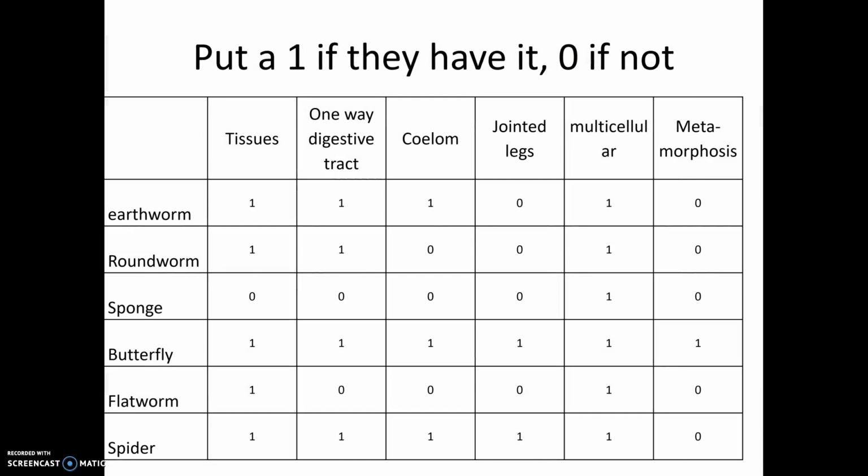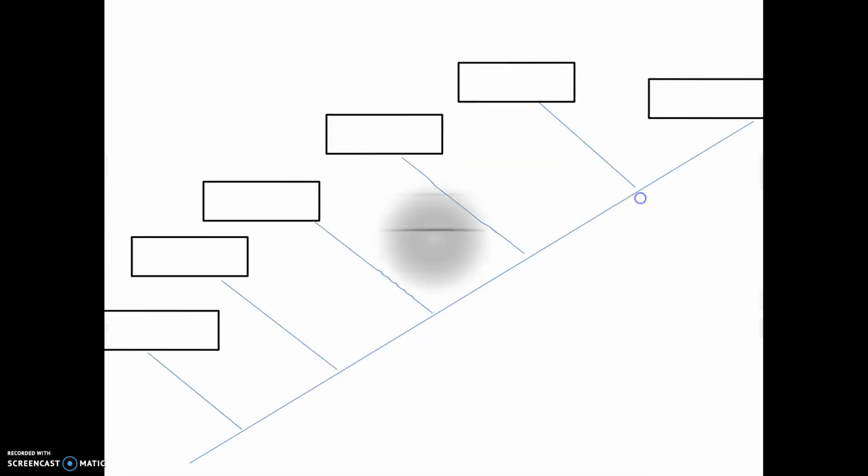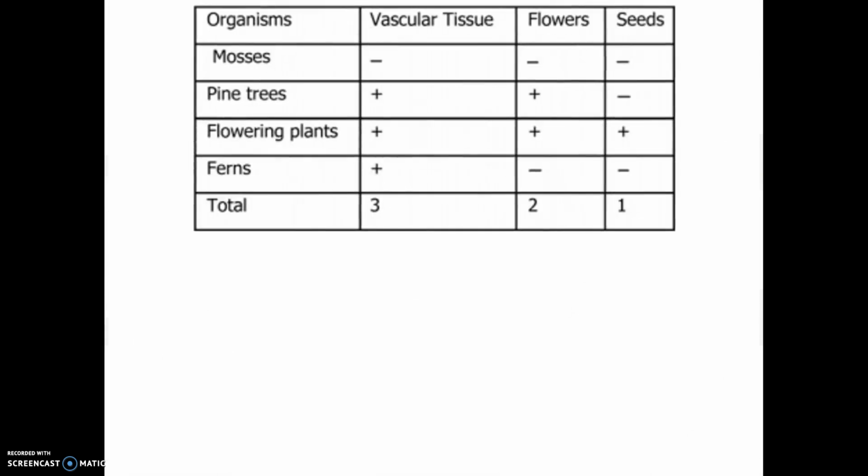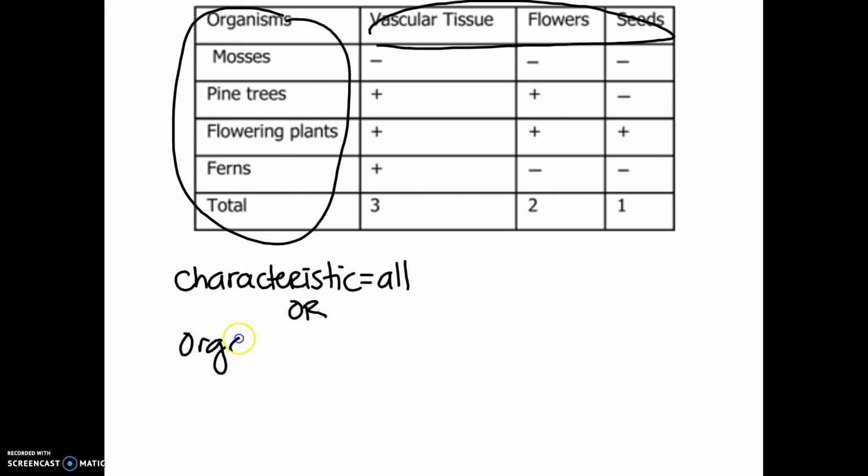So making a cladogram, I'm actually going to skip and do this one. This is a real simple one, and this is probably more like what you'd see on the AP exam anyway. You'll notice organisms here on the left, and then characteristics at the top on this cladogram. So what you want to start with is you either want to find a characteristic that everybody shares, a characteristic that everybody has, or an organism that doesn't have any.